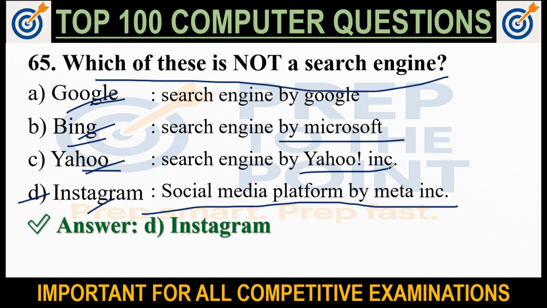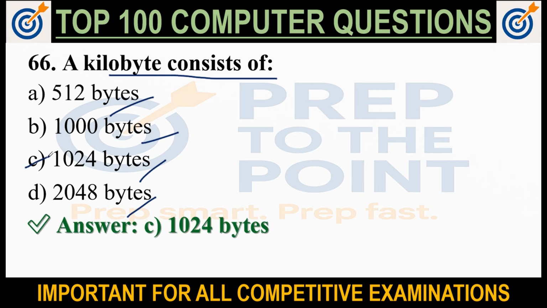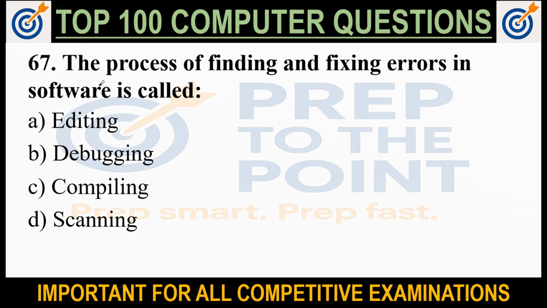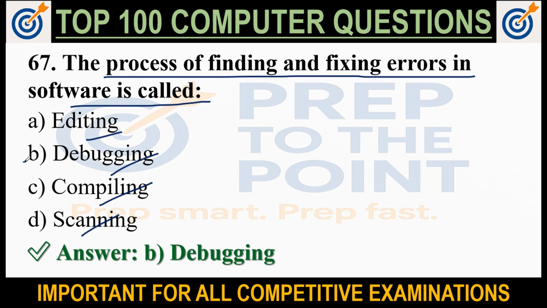A kilobyte consists of 512 bytes, 1000 bytes, 1024 bytes or 2048 bytes? The right answer is 1024 bytes. The process of finding and fixing errors in software is called editing, debugging, compiling or scanning? The right answer is debugging.